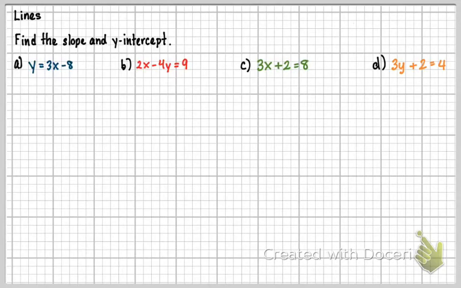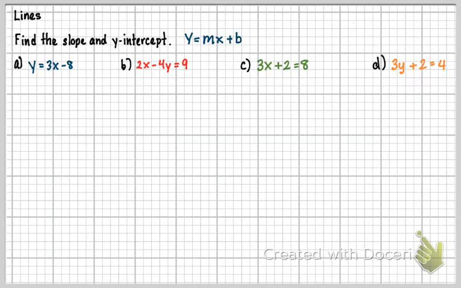Find the slope and y-intercept. So for each of these equations, I want to find the slope and y-intercept. In order to do that, we have to put these equations in slope-intercept form. And remember, that's y equals mx plus b. So we have to put it in that form.